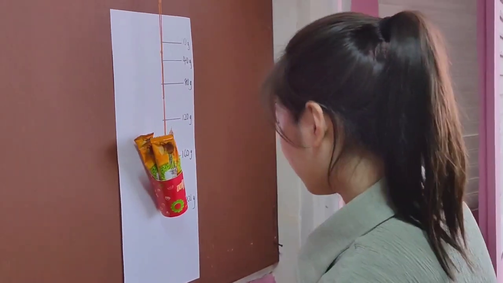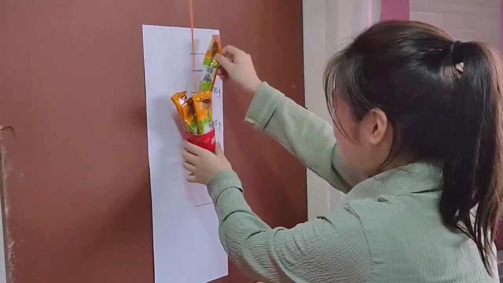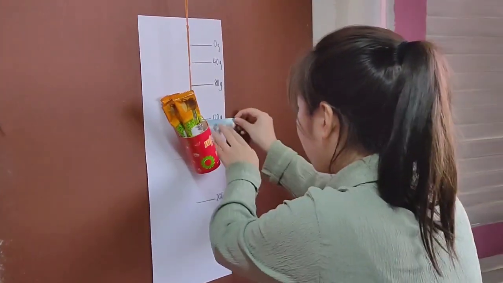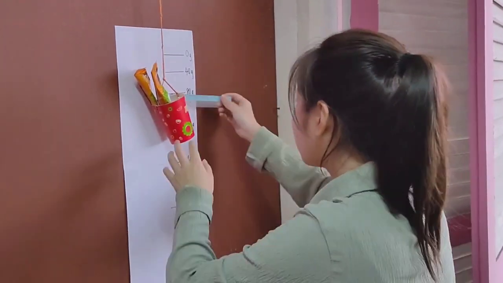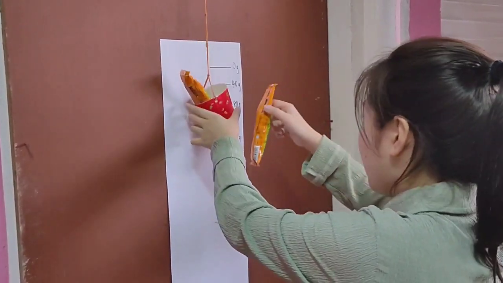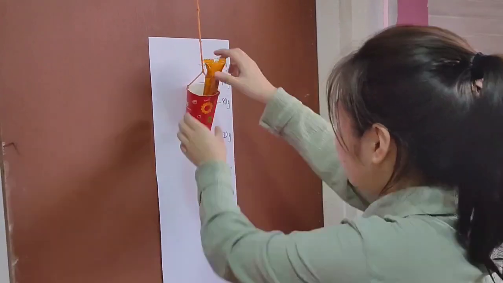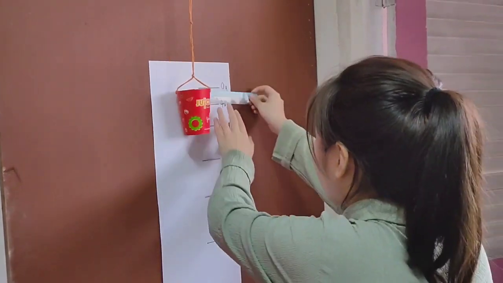When the scale is done, check the scale by removing the milk tea powder one by one. The scale of the spring balance is accurate. Now, the spring balance is complete. You can use the spring balance to solve your problem, which is to weigh 120 grams of mung beans.